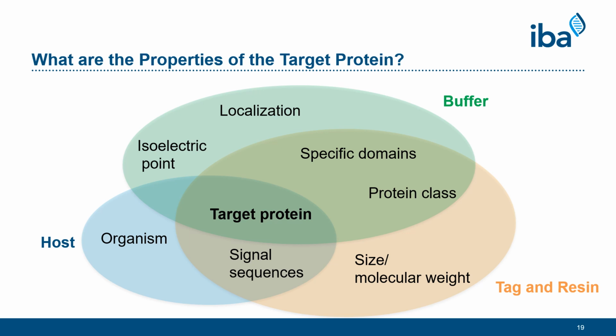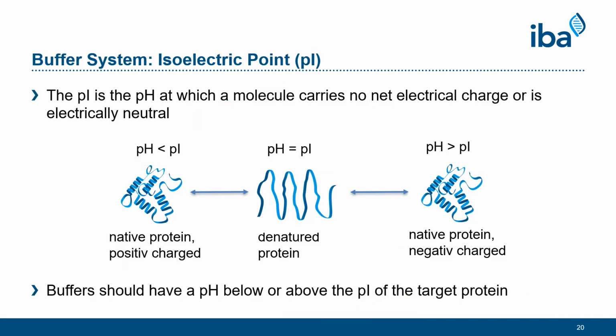So now we have finished the first circle and go over to the next circle, the correct buffer system. At the beginning, I mentioned that it is necessary to know the isoelectric point, or pI, of the target protein to select the correct buffer conditions. The pI is the pH at which a molecule carries no net electrical charge, is electrically neutral, and it can affect the solubility of a molecule at a given pH. That means at the pH that corresponds to the pI, the protein denatures or precipitates out of solution.